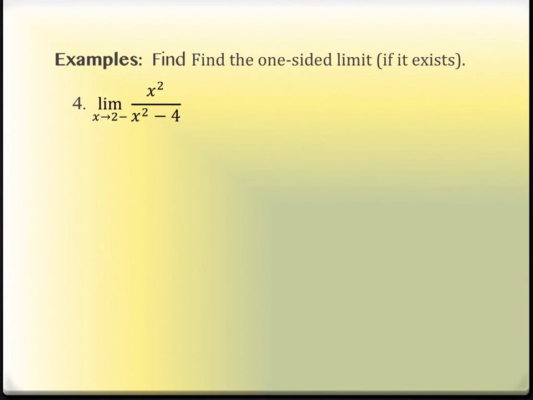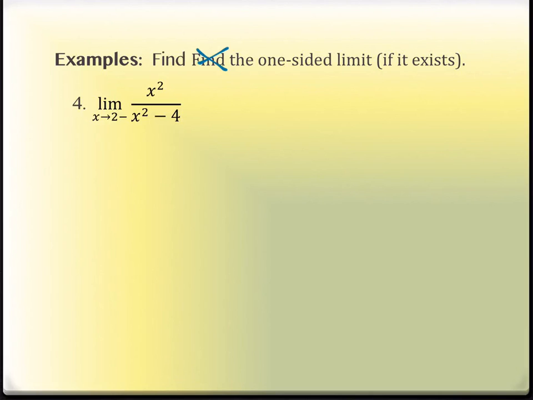This says find the one-sided limit. I don't know why it says find twice. So say find the one-sided limit if it exists. This is the limit as x approaches 2 from the left of x squared over x squared minus 4. We did a graph the last time we found one, so I'm going to do a table on this one, okay? Just to remind you that you have that option as well.